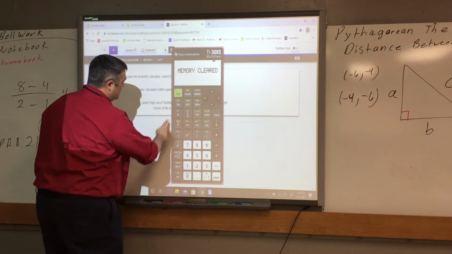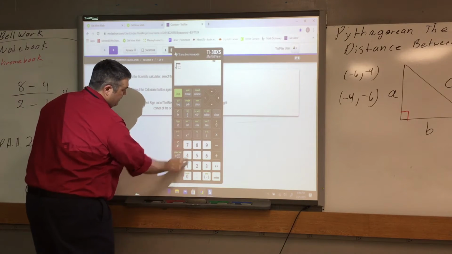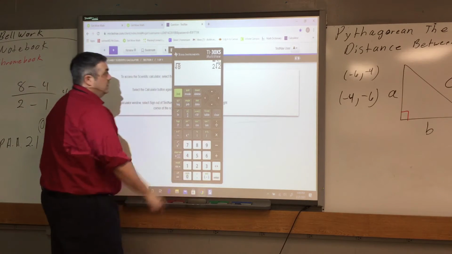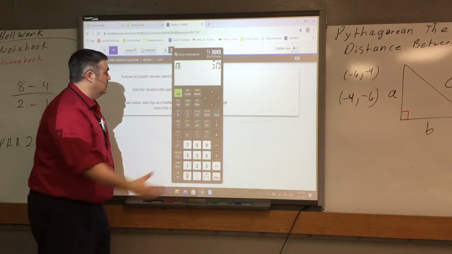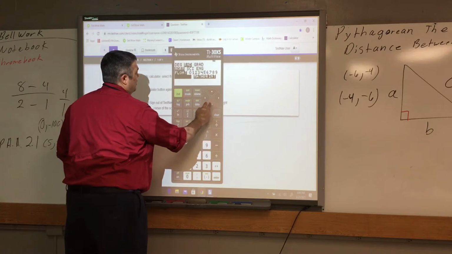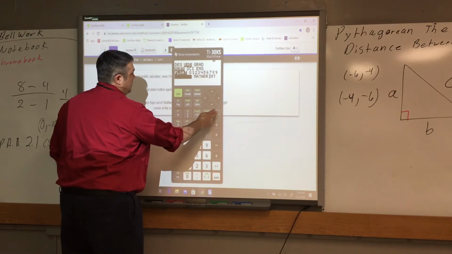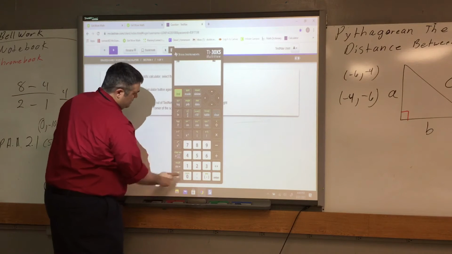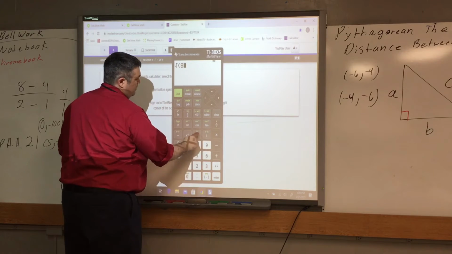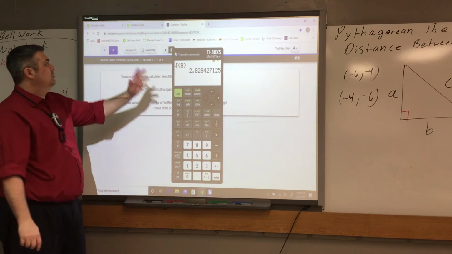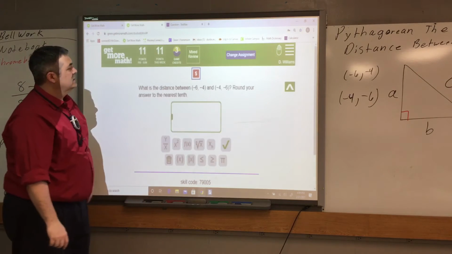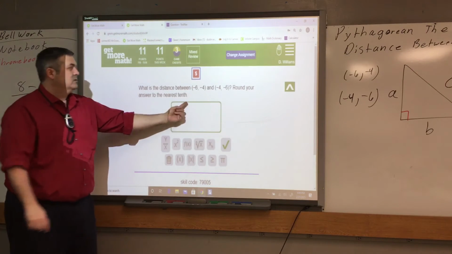All right, so we were doing the square root of 8. Enter. Now remember, when it does this, you've got to switch the mode of your calculator. So mode, enter, clear, second, square root of 8, enter, and you get 2.828427, but I bet it says round to the nearest tenth. Round your answer to the nearest tenth.